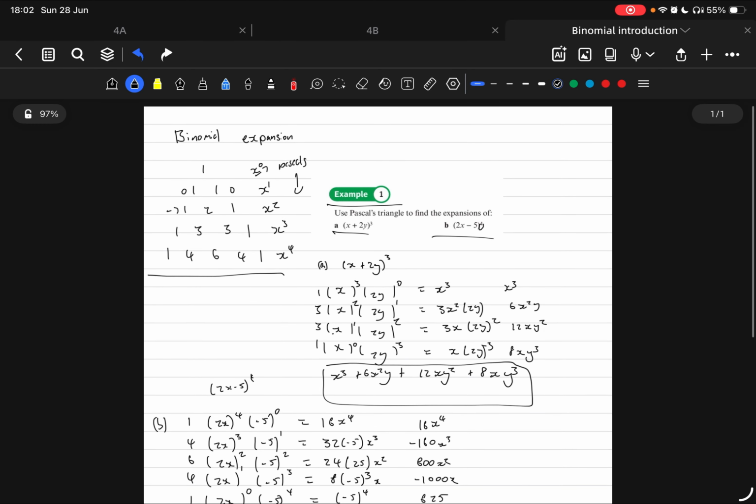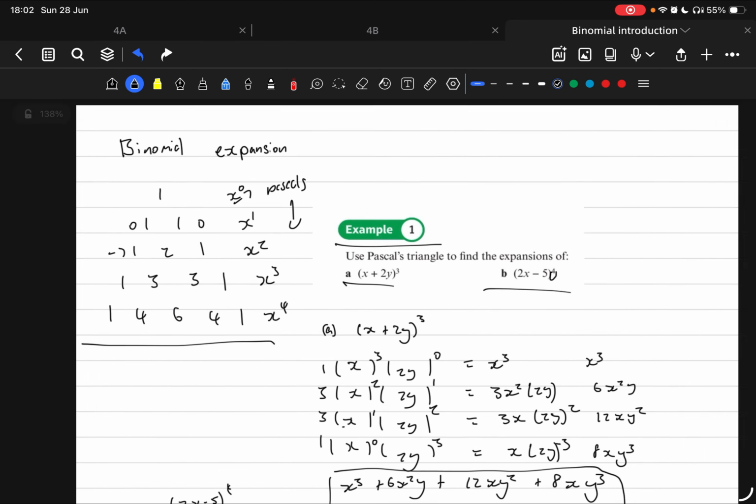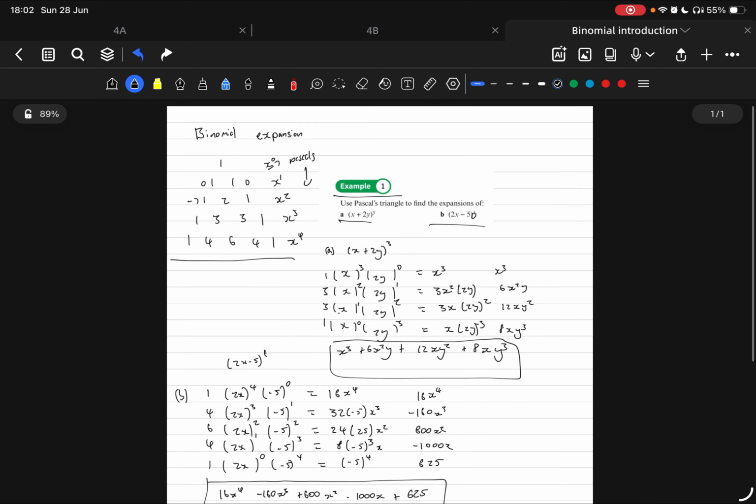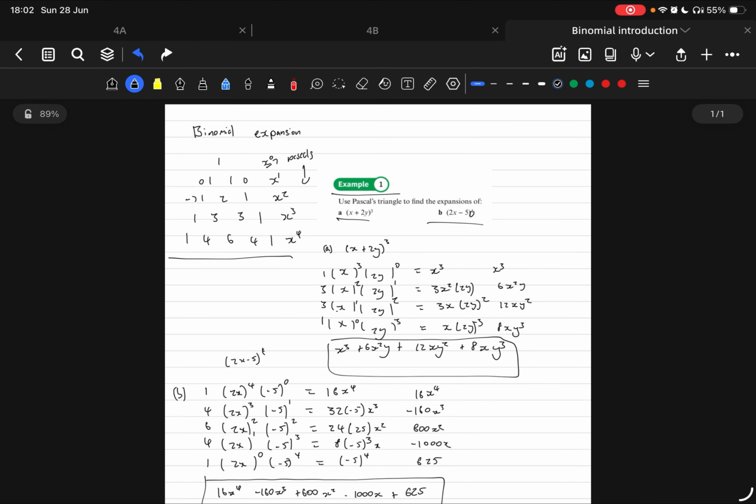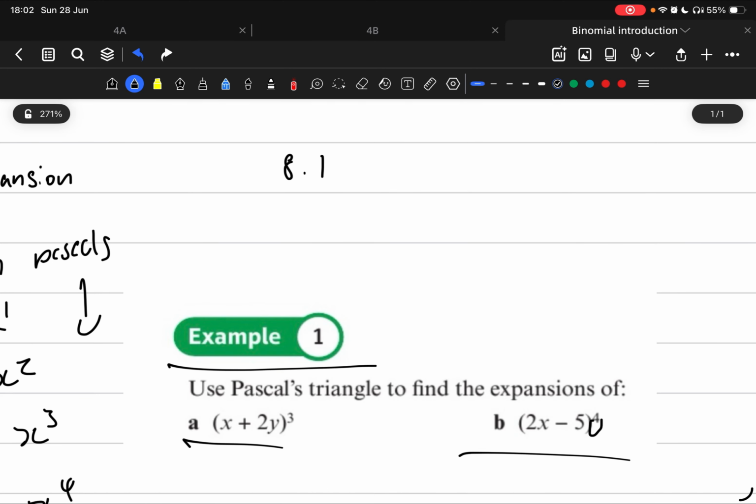So that's a very basic introduction to Pascal's triangle. There's really not much to it. It's one of the easiest topics to do at A-level maths, and I believe it's also in GCSE further maths, so there is some crossover. That is section 8.1 of binomial.